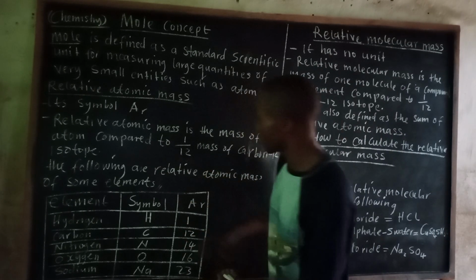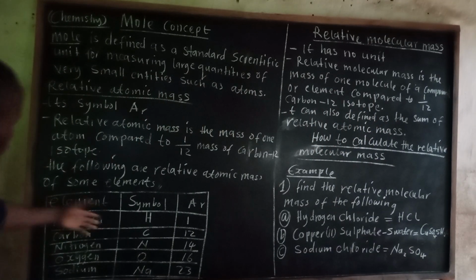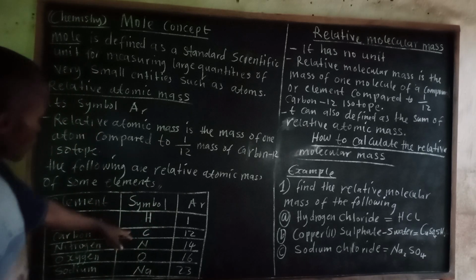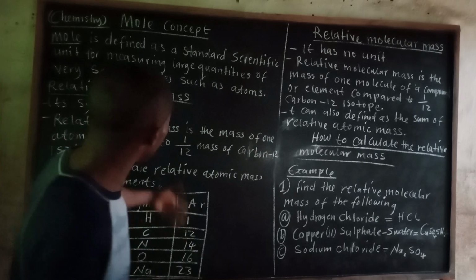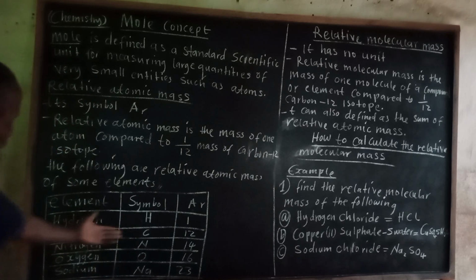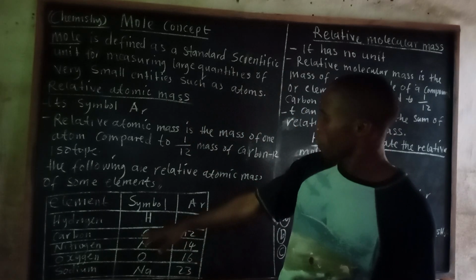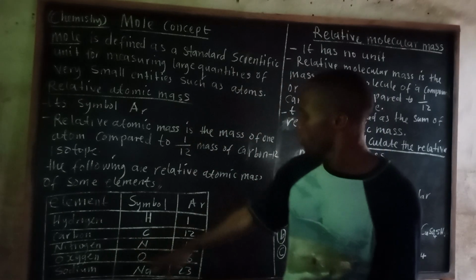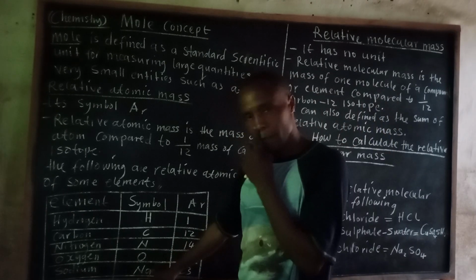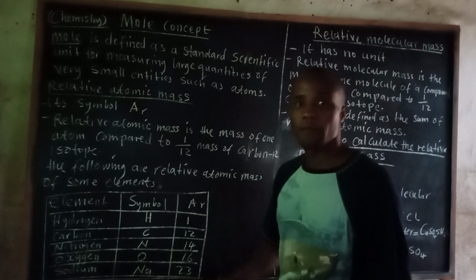These are some of the examples that I've placed on the chalkboard. We have hydrogen. The chemical symbol for hydrogen, the way it is indicated on the periodic table, is H. Then the mass number, which is the relative atomic mass, is 1 for hydrogen. Then we go to carbon, there it is C, and the mass number is 12. Nitrogen, N, 14. Oxygen, O, the mass number is 16. Sodium, Na, the mass number is 23. So these are some of the elements that I've highlighted.